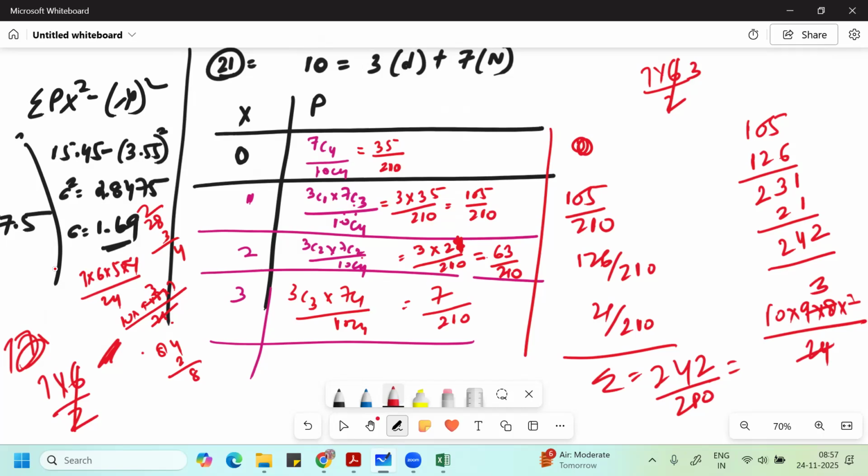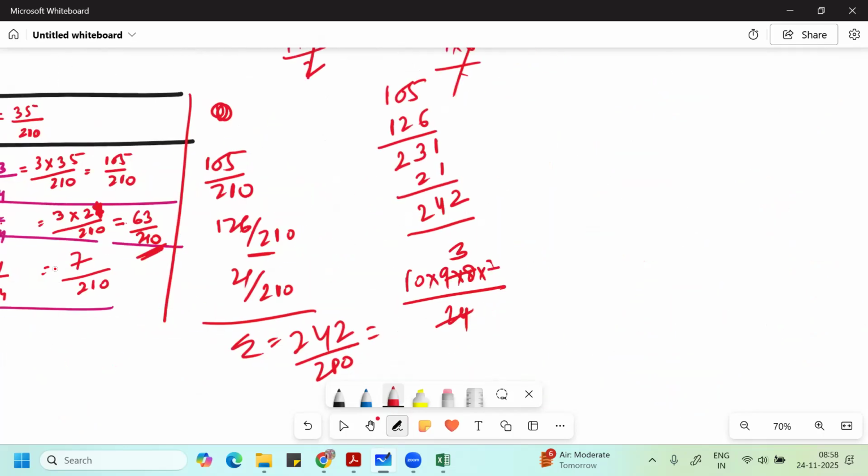35 by 210. Then 3C1 into 7C3 is 3 into 35, 105 by 210. Then 3C2 is also 3, 7C2 is 7 into 6 by 2, 21, 21 into 3 is 63 by 210, this is 126. Then 3C3 is 1, and 7C1 is 7, so 7 by 210.